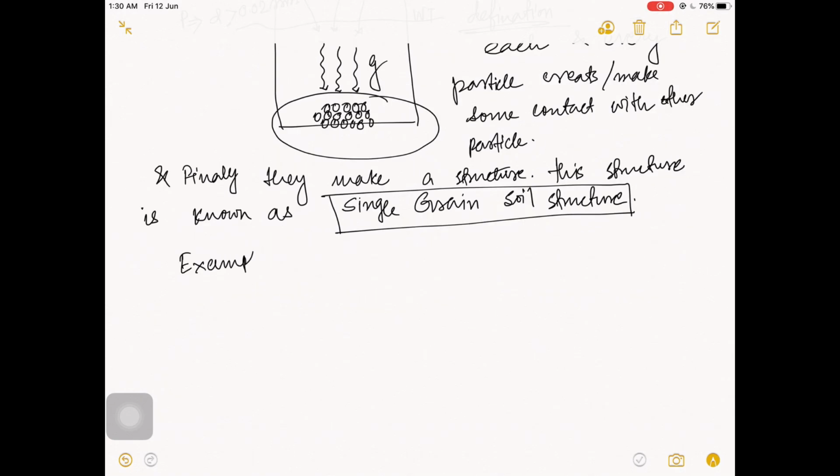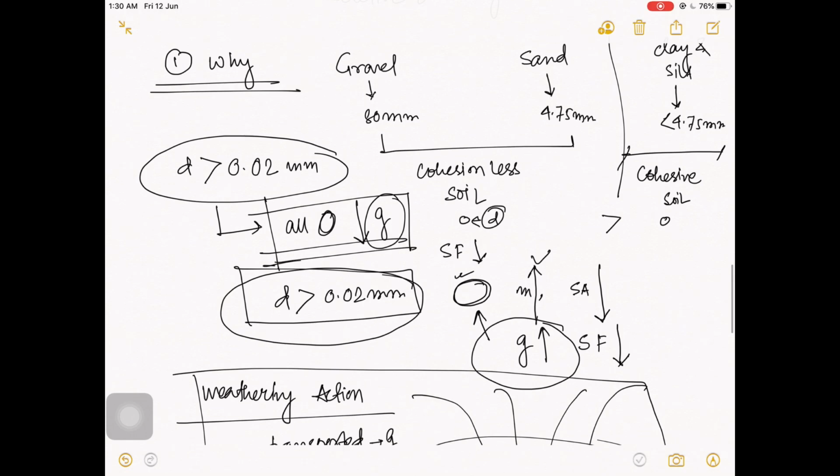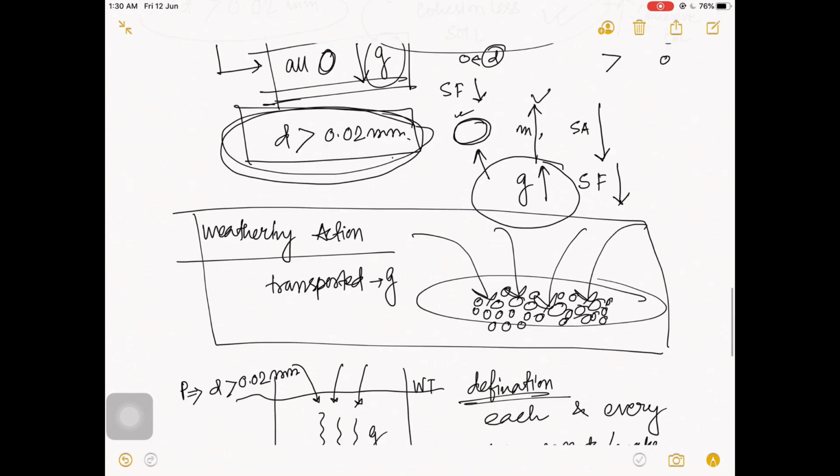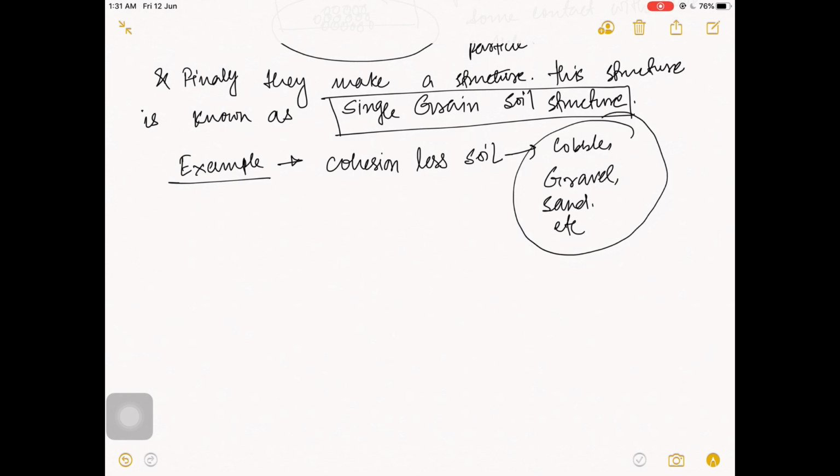Now the example. Before starting the example, I show you one thing. Particle size more than 0.02 mm, that means the particle range is 80 mm to 0.02 mm. So this type of soil is cohesionless. So examples are cohesionless soils, or you can say cobble, gravel, sand, etc. My humble request: go with your concept, try to memorize less.